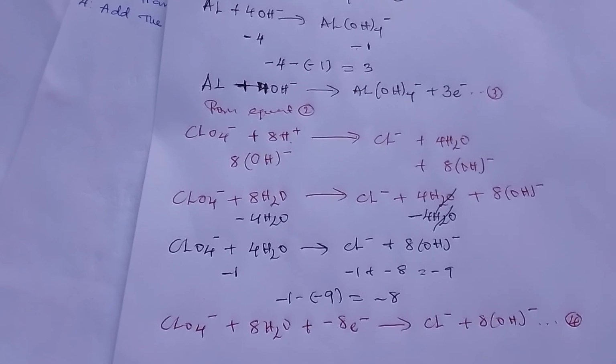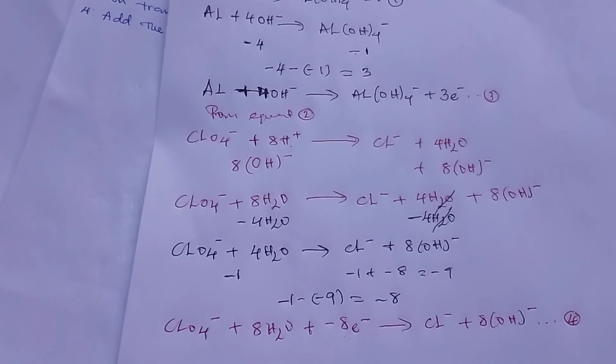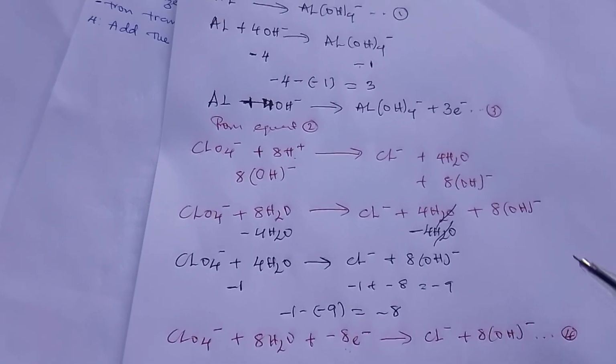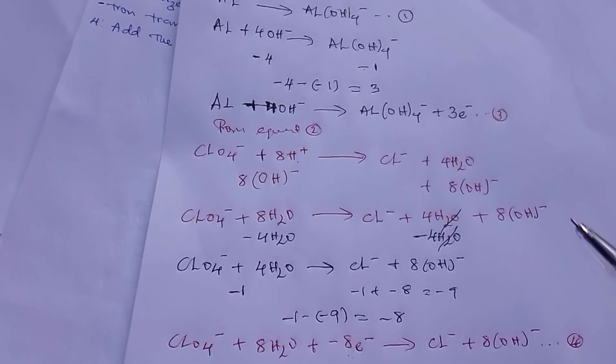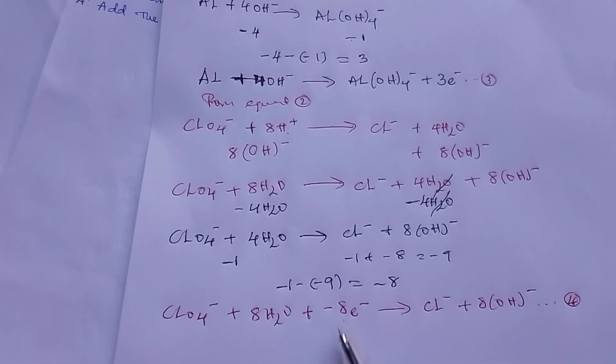The next step now is to cancel out the electrons from equation 4 and equation 3. I have 3 electrons here. I have 8 electrons here.